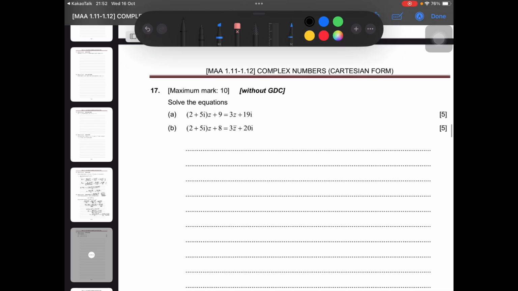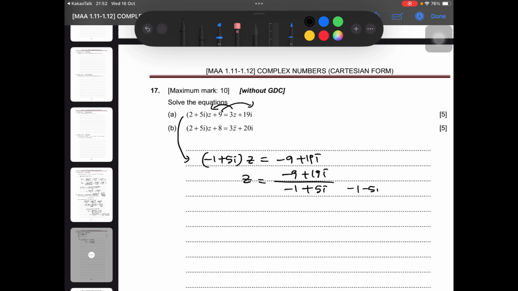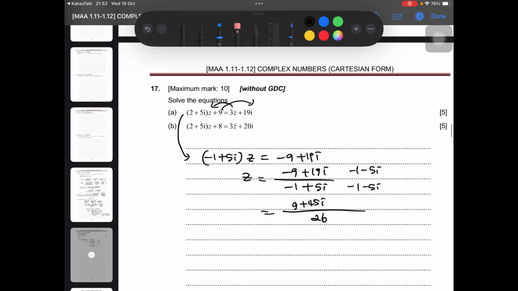And number 17, solve the equation. This is exactly the same. We need to isolate z first. So negative 1 plus 5i times z equals negative 9 plus 19i. So z equals negative 9 plus 19i over negative 1 plus 5i. Multiply by negative 1 minus 5i, top and bottom. 1 squared minus 25i squared, which is 26. And 9 plus 45i, negative 19i, negative 95 i squared, plus 95. So 104 plus 26i over 26. 26 times 4. So this is 4 plus i.